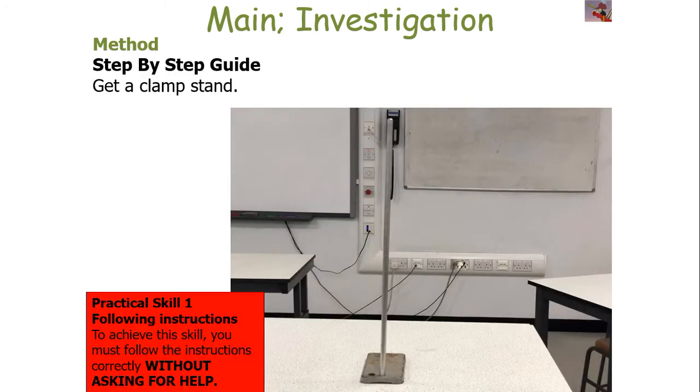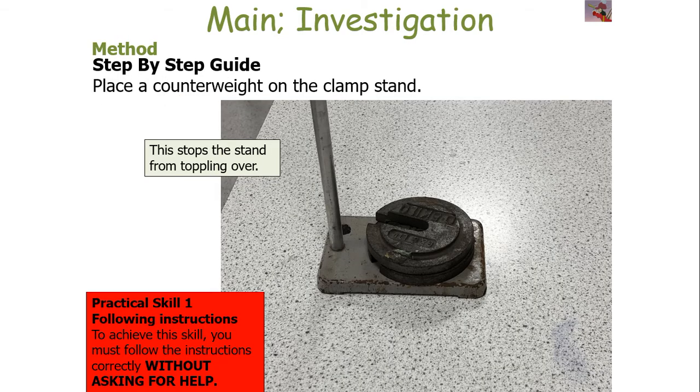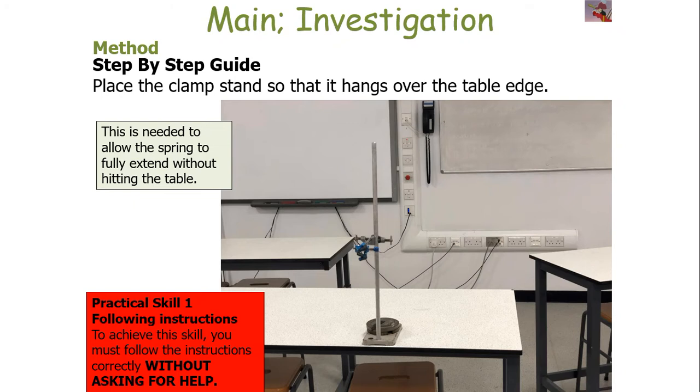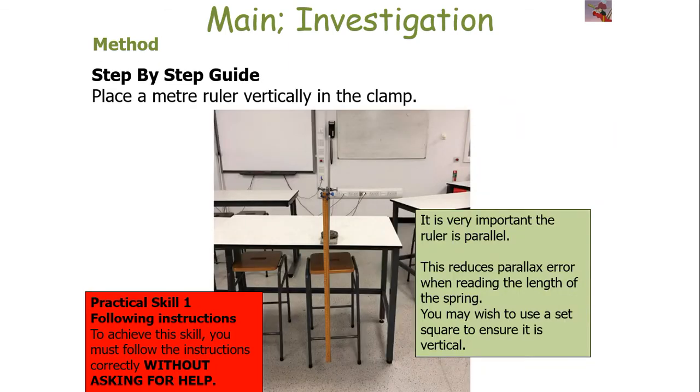So as a step-by-step guide, the first thing you'll do is you'll get a clamp stand. You then attach a boss and a clamp to your clamp stand. You'll then place a counterweight on the clamp stand to stop the stand from toppling over. What you'll then do is place the clamp stand over the edge of the table because that'll allow your spring to fully extend without hitting the table, as shown here. You'll then place a meter ruler vertically in the clamp.